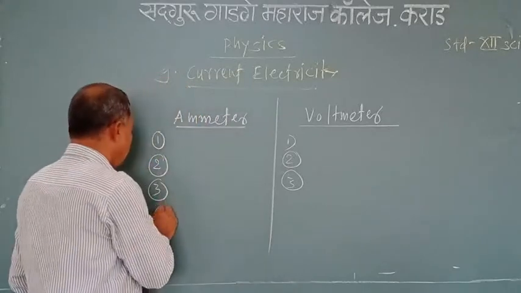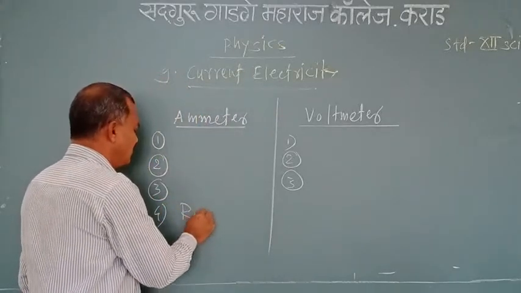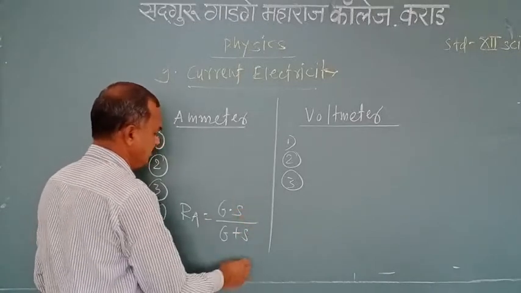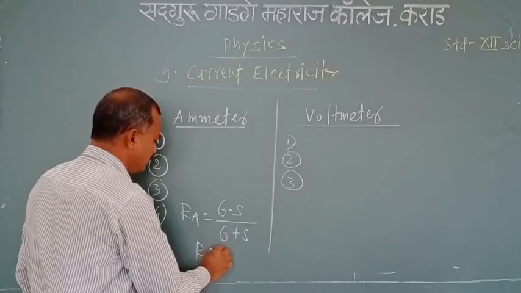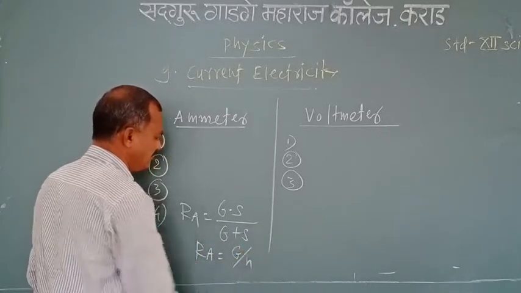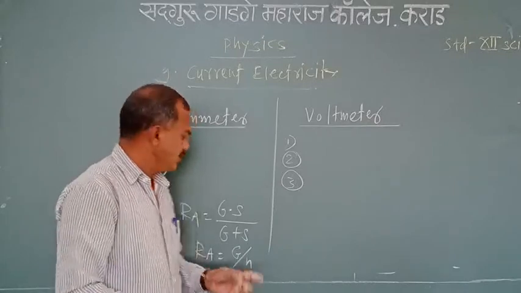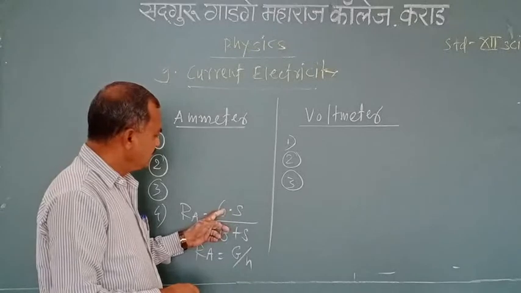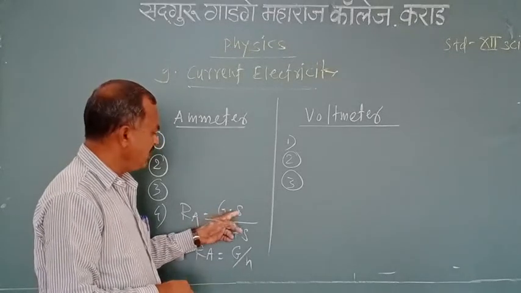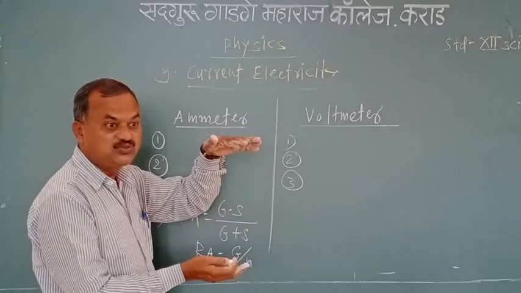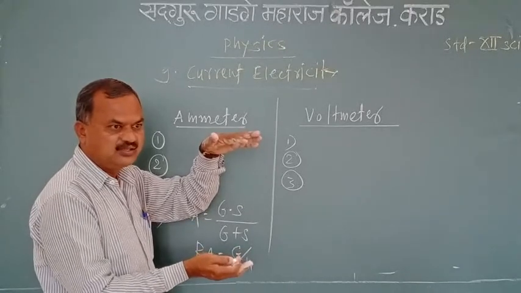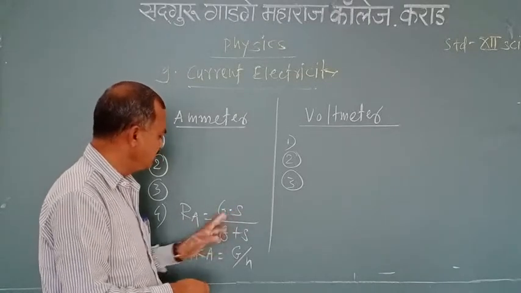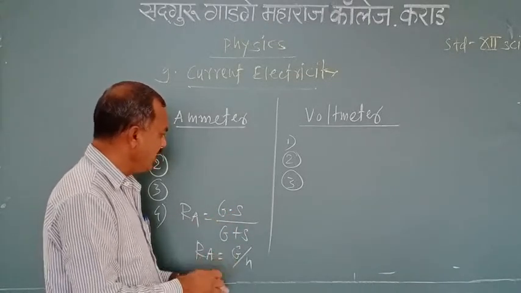Next, the resistance of the ammeter is equal to Ra is equal to G into S divided by G plus S. Ra, the resistance of the ammeter, equals G into S divided by G plus S, because the galvanometer resistance G and the shunt are connected parallel to each other. Then the effective resistance of that combination, meaning the resistance of the ammeter, Ra, equals GS divided by G plus S.